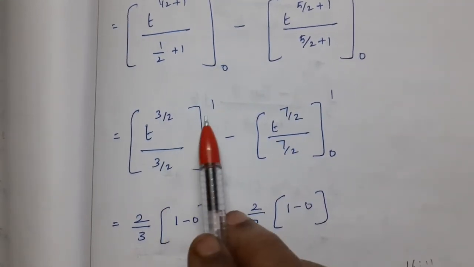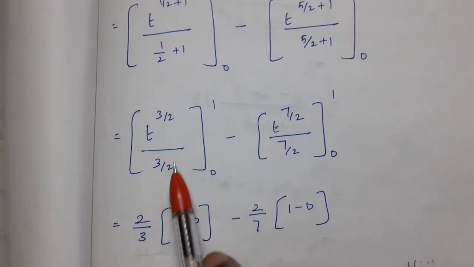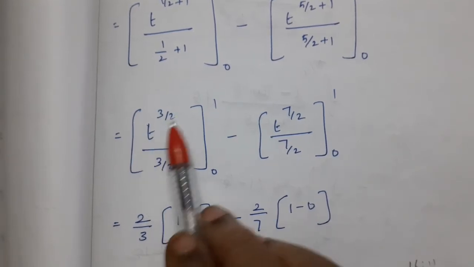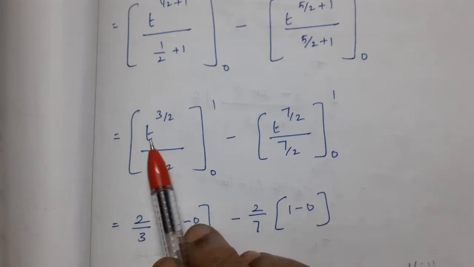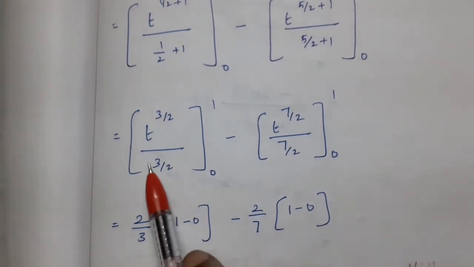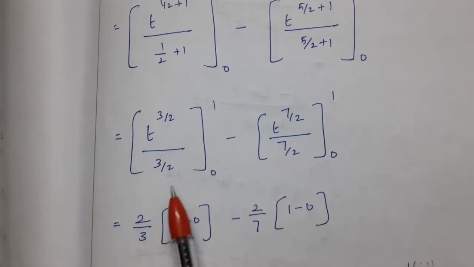Now we are going to apply the limit, upper limit as well as lower limit. So 3 by 2 becomes what? 2 by 3. First apply the upper limit. Upper limit is 1. 1 power 3 by 2, 1 power any number is 1. Next apply the lower limit. t is 0. 0 power any number is what? 0. 1 power 0 is 1, but 0 power any number is 0. So first, 3 by 2 becomes what? 2 by 3.